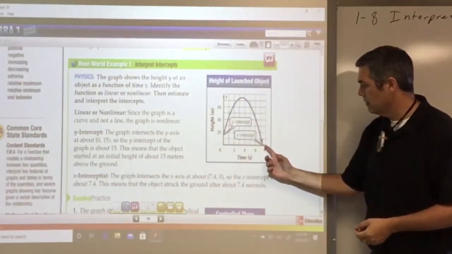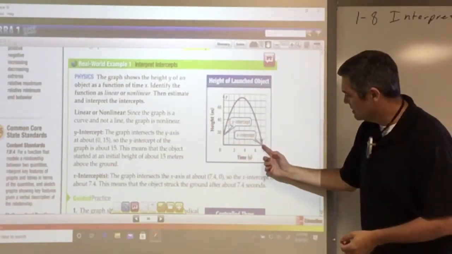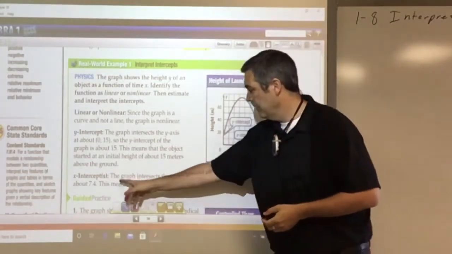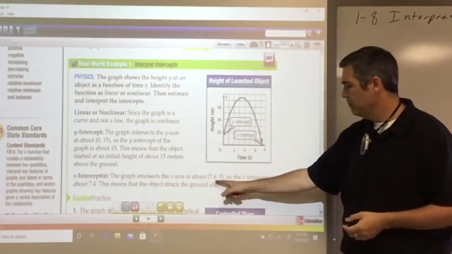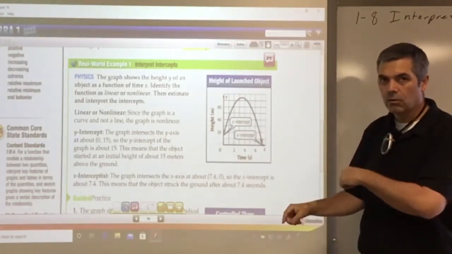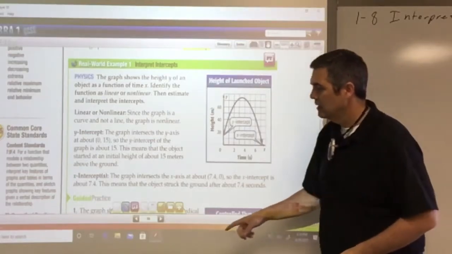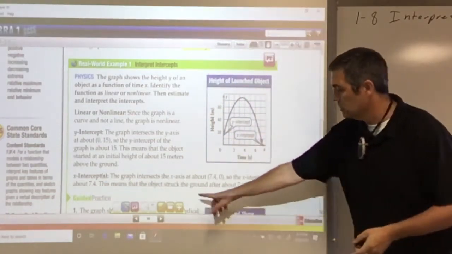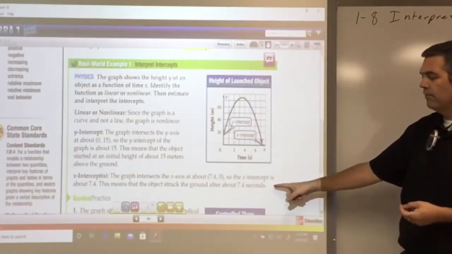Okay, the x-intercept. Well, we come over here. Where does this line cross? Well, here's 6. That's going to be a little bit past 7. Okay, so the graph intersects the x-axis at about 7.4, 0. So the x-intercept, where the line crosses the x-axis, is about 7.4. This means that the object struck the ground after about 7.4 seconds.